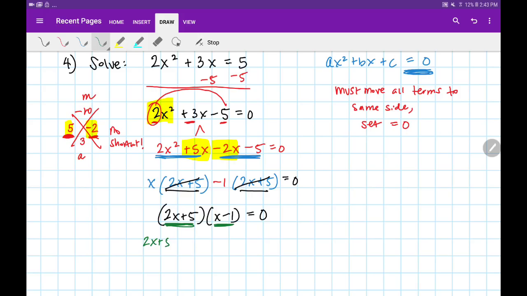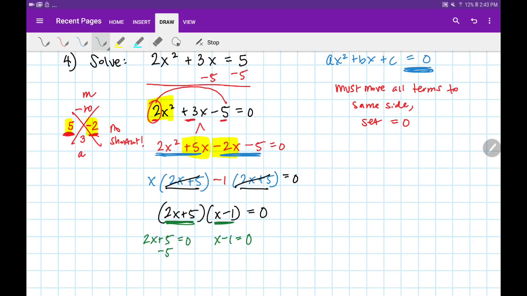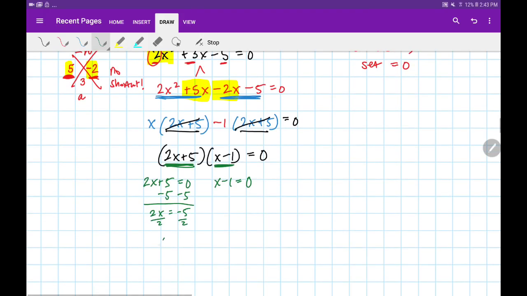So we have 2x plus 5 equal to 0 because of the zero product property. And x minus 1 equals 0. Let's do some basic arithmetic to finish this problem. On the left side, I'll get 2x equals negative 5. Then when I divide by 2, I get x equals negative 5 over 2 as my first answer.